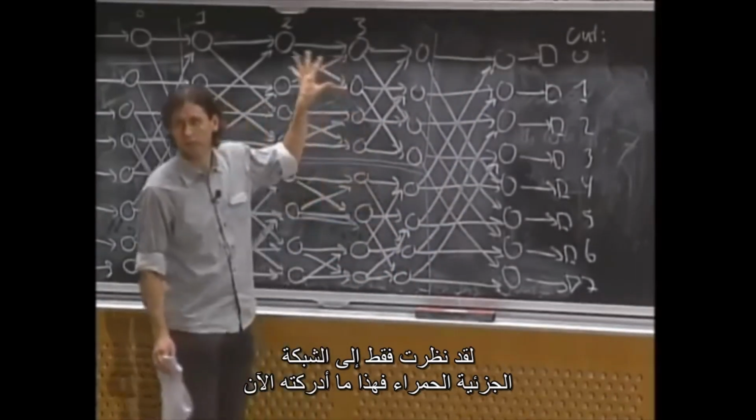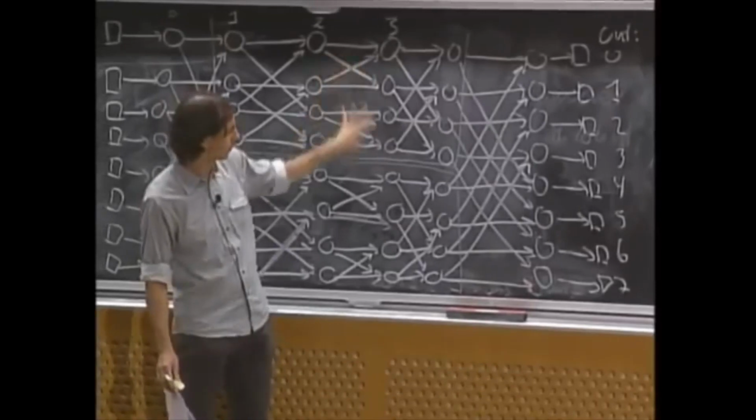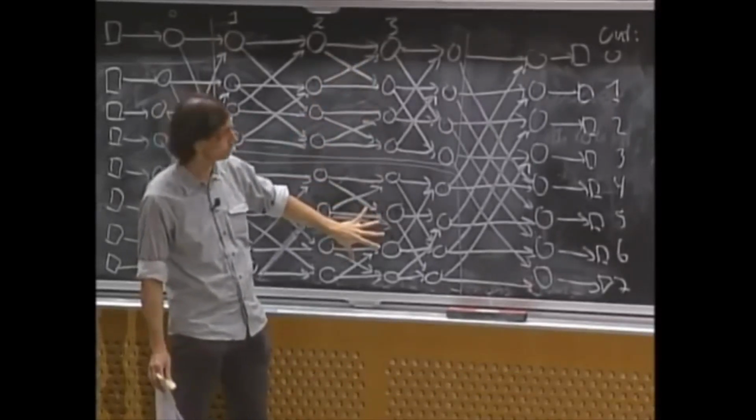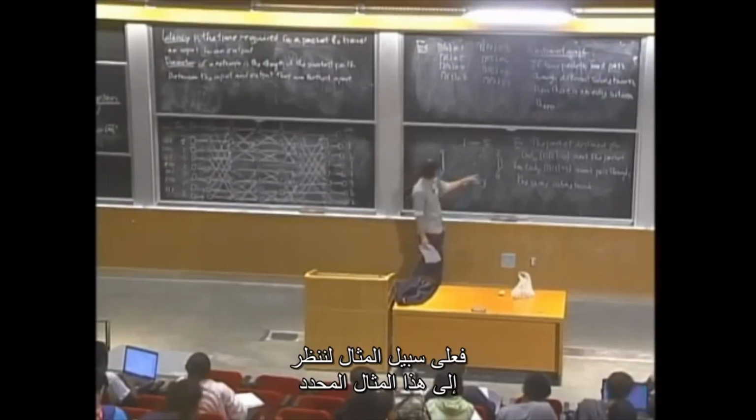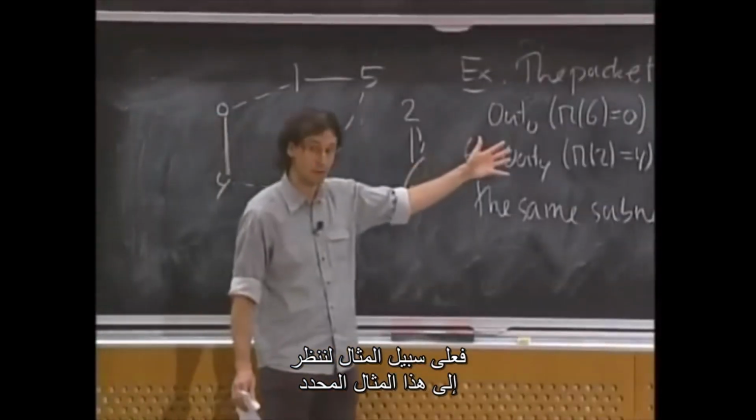So I only looked at the red subnetwork. That's what I realize now. I could also have looked at the blue network. So let's do that also, just to make the picture complete. So for example, let's look at this particular example.